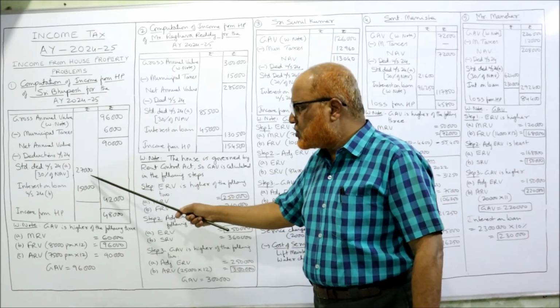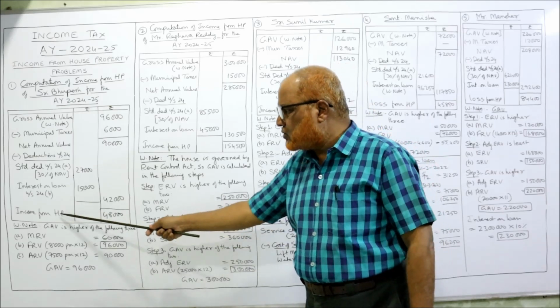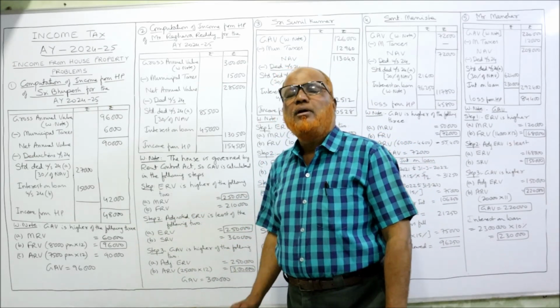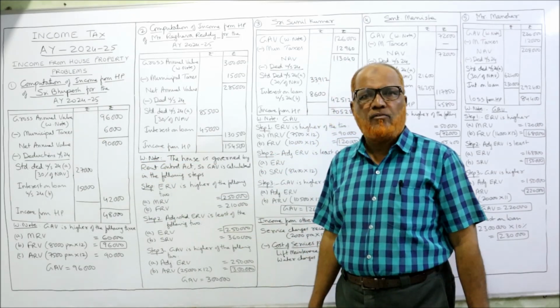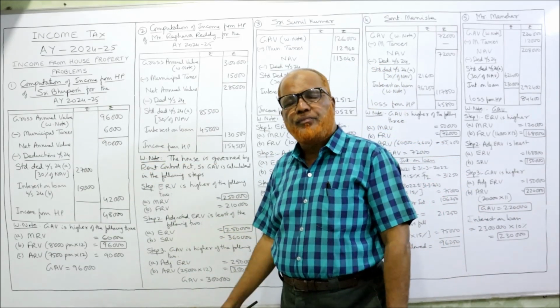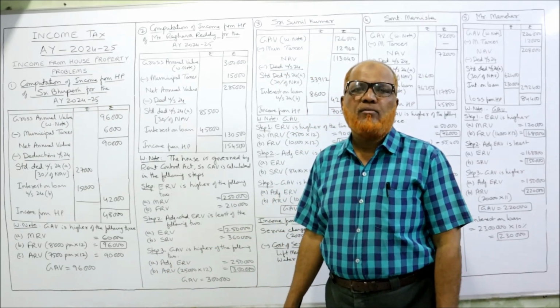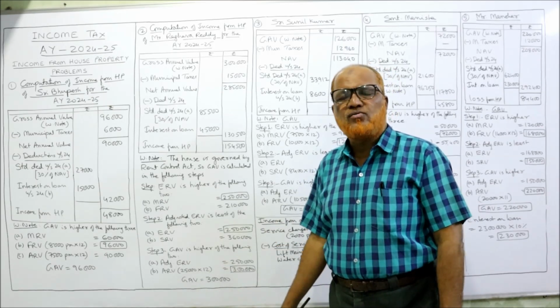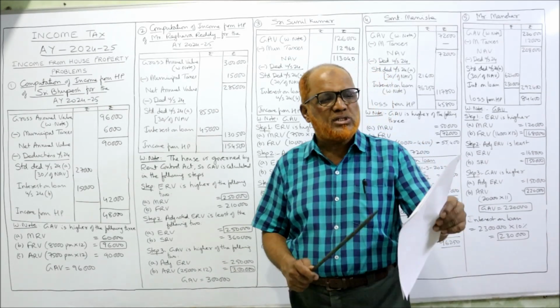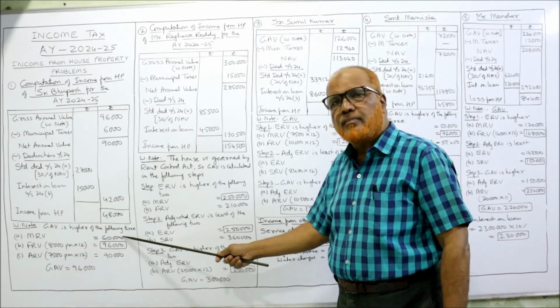Now take the total of these two and put it in the outer column. Now 90 minus 42, 48,000 is income from house property. The only thing to be remembered is how to calculate the gross annual value in the working note. GAV is the higher of the following three amounts: MRV, FRV, ARV. MRV stands for municipal rental value, which is given in the problem, 60,000 per annum, right?